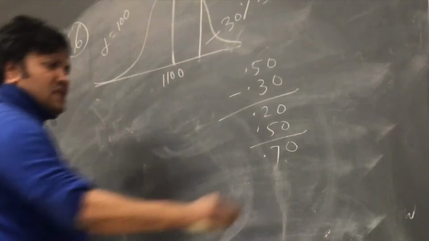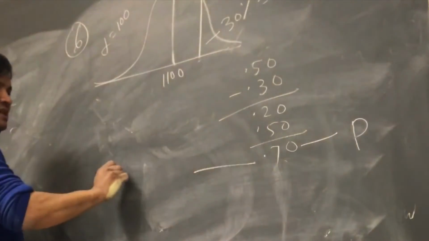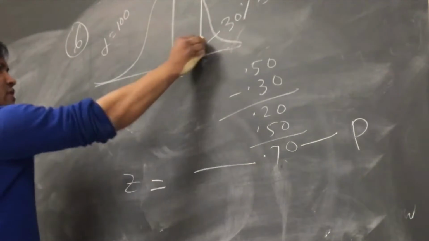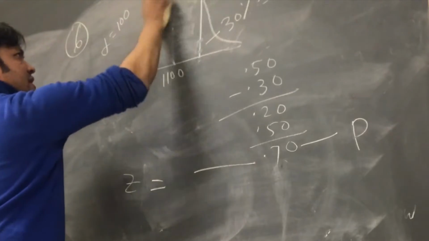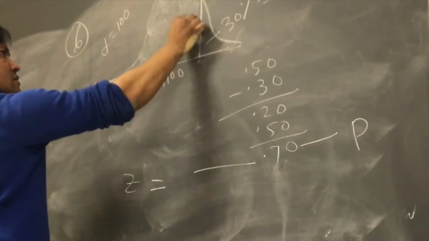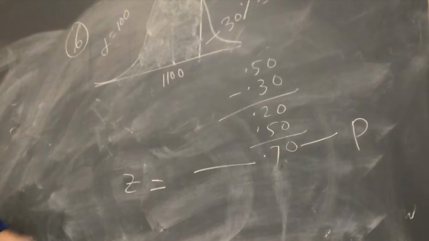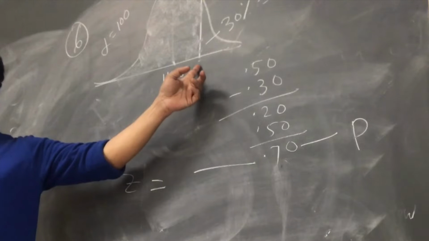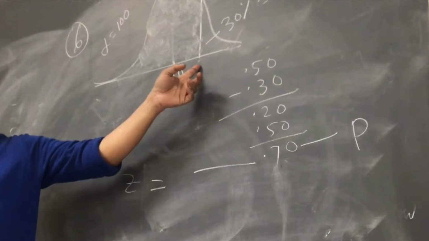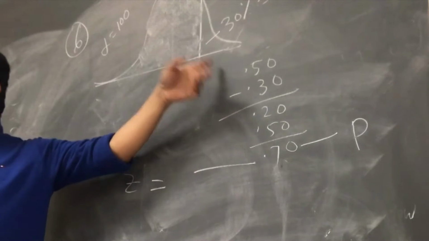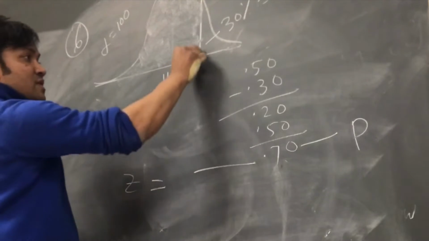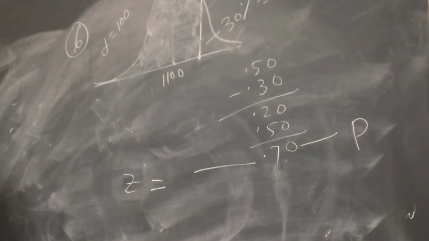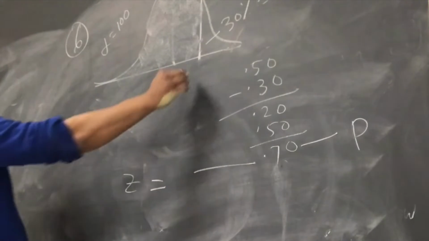This is, by the way, a probability, and you're going to tell me the z. I give you the probability, you give me the z. We are trying to find the point right here. This is the score a potential college student has to get in order to get into your college. This is a z value.